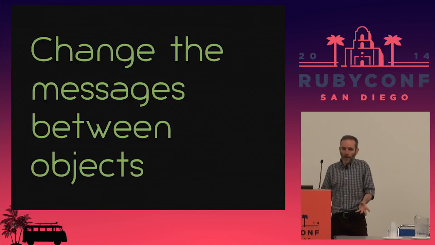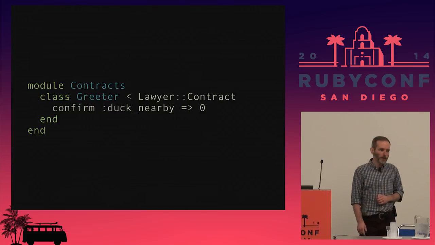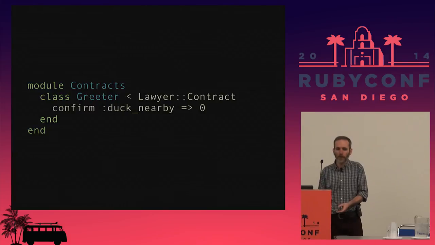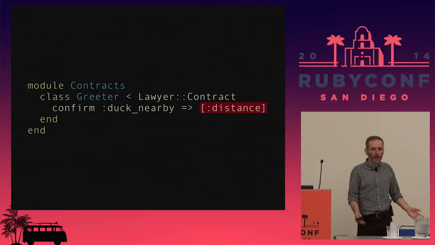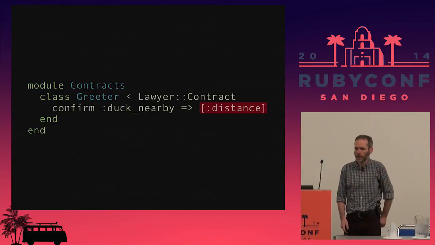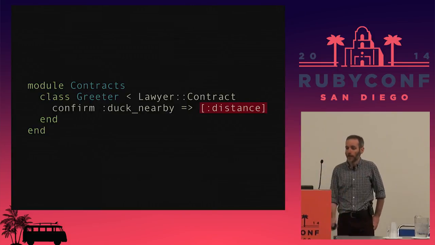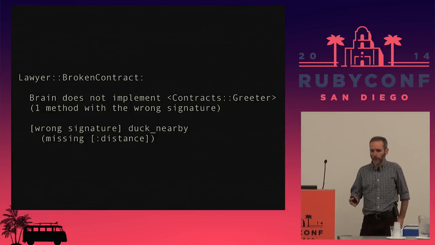So we'll look at two types of changes that this supports. One is just changing the message that we're going to send between objects. So we had this contract before, and it defines a single duck nearby method that takes no arguments. And I'm thinking, this isn't quite right. I don't want to take no arguments. I want to know how close it is. So I'm going to add a named argument onto there called distance. So I've changed the contract now. So what happens when we run the specs? Well, first of all, you can't even load the classes up because we had this declaration saying that something will already implement this contract. And in fact, it breaks. It says, you no longer implement the contract. There's a problem. You don't have this named argument in your duck nearby method.